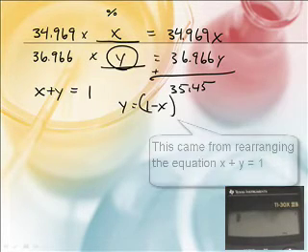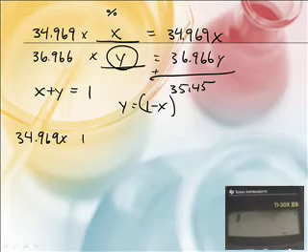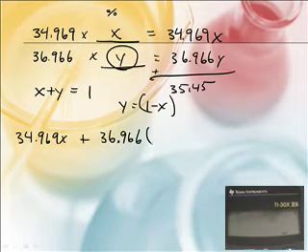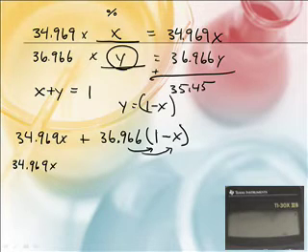So let's plug that into Y. This is how we're going to do this: 34.969X plus 36.966 times the quantity 1 minus X. Now I need to distribute the 36.966 to both of these. This is an algebra thing you have seen before. And this equals 35.45, because they all have to add up to the average.